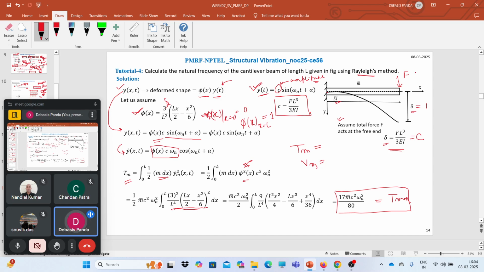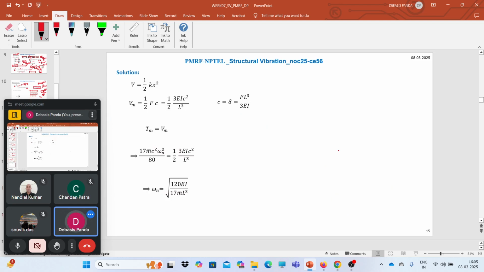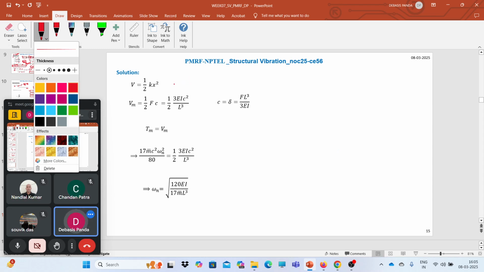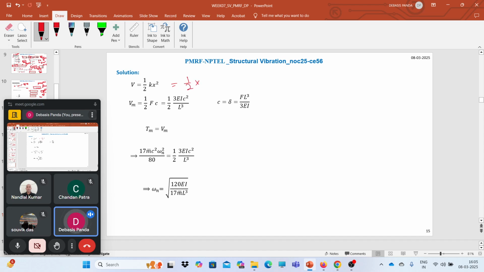Now what we need to do, as per the Rayleigh method, we need to calculate the maximum V, Vm, then we need to equate these two. So we know that V is nothing but half into k into x square. Now if we simplify this equation, we can write V max equals half into k into x, and we know force is nothing but k into x. So we just simplify the equation like this. So x is nothing but the displacement, and the maximum displacement is nothing but the amplitude of this displacement c. So that's why it is written as F into c.